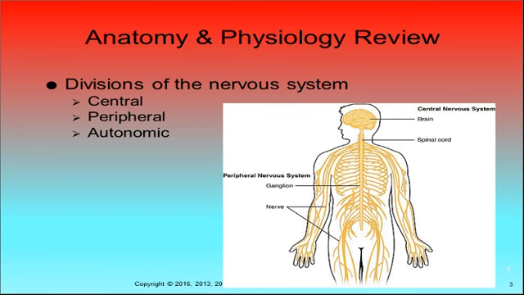So we have three divisions of our nervous system. We have our central nervous system. Our central nervous system is composed of our brain and our spinal cord. The brain is a very complex organ, and your book goes over each and every part of the hemispheres. I'm going to kind of hit the high points.